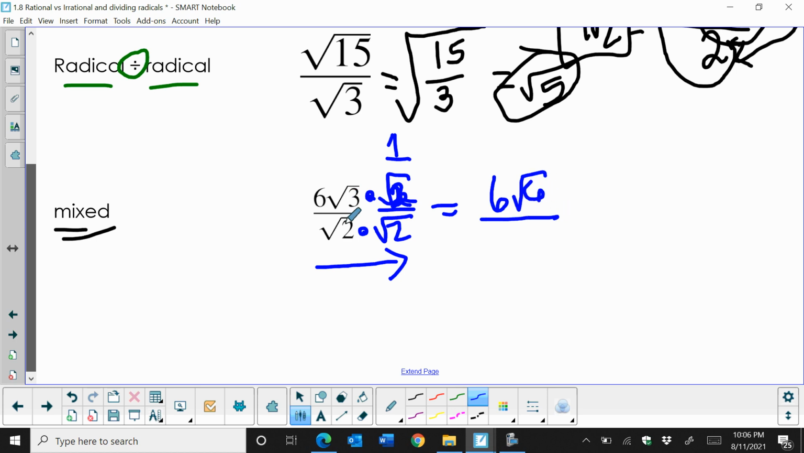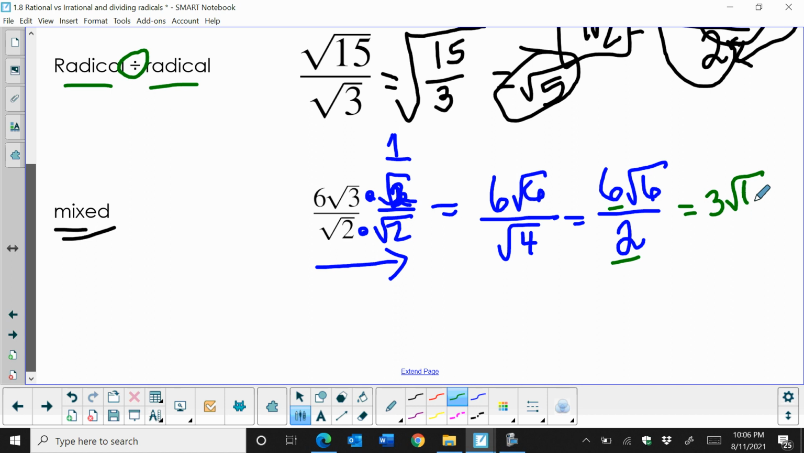Now on the bottom, multiply inside times inside, root 4. But what did we learn earlier? Well, root 4 is a perfect square, so it's 2. So on the bottom is 2 and 6 root 6 on top. Don't be tempted to stop there because we have 2 numbers outside the radical and we can reduce. So the final answer is 3 square root of 6. And that's how you rationalize the denominator.